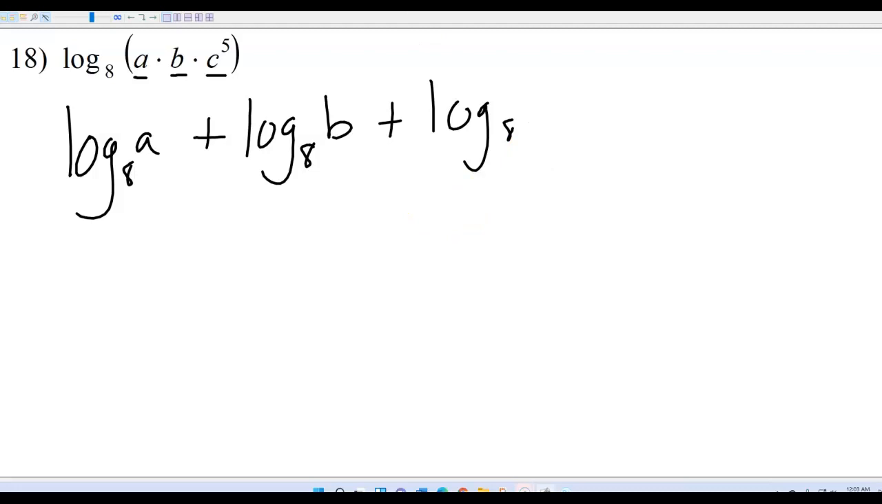And I think I need to fix that last one there. It's C to the 5th power. And then I can apply property 3. And I'm going to take that 5 off and just throw it to the front as a multiplier. And so that's what that one would look like in the end.